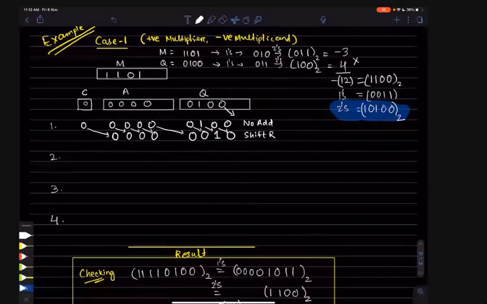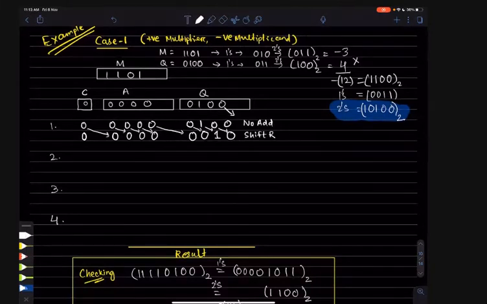Understood? And what will be the sign here? The C will carry 0. Why? Because we have to extend the sign. What is the sign of the MSB number? 0. So we have to extend it here, 0. That is what sign extension is. Very simple. Next, any doubt in the first step?